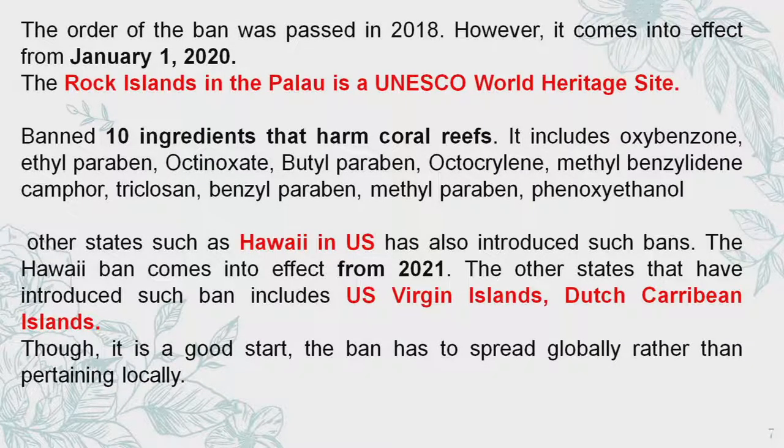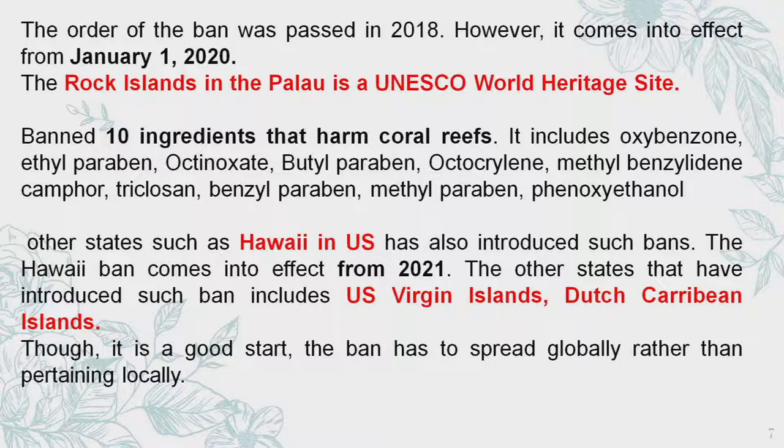Again, another very interesting point is that the Rock Islands in Palau are a World Heritage Site recognized by UNESCO. So that's why again the word is very important. When I put the word sun cream, I placed only one example, oxybenzone. Other than that, there are more than 10 ingredients. For example, ethylparaben, octinoxate, butylparaben, octocrylene, methylbenzylidene camphor, triclosan, benzylparaben, methylparaben, phenoxyethanol.